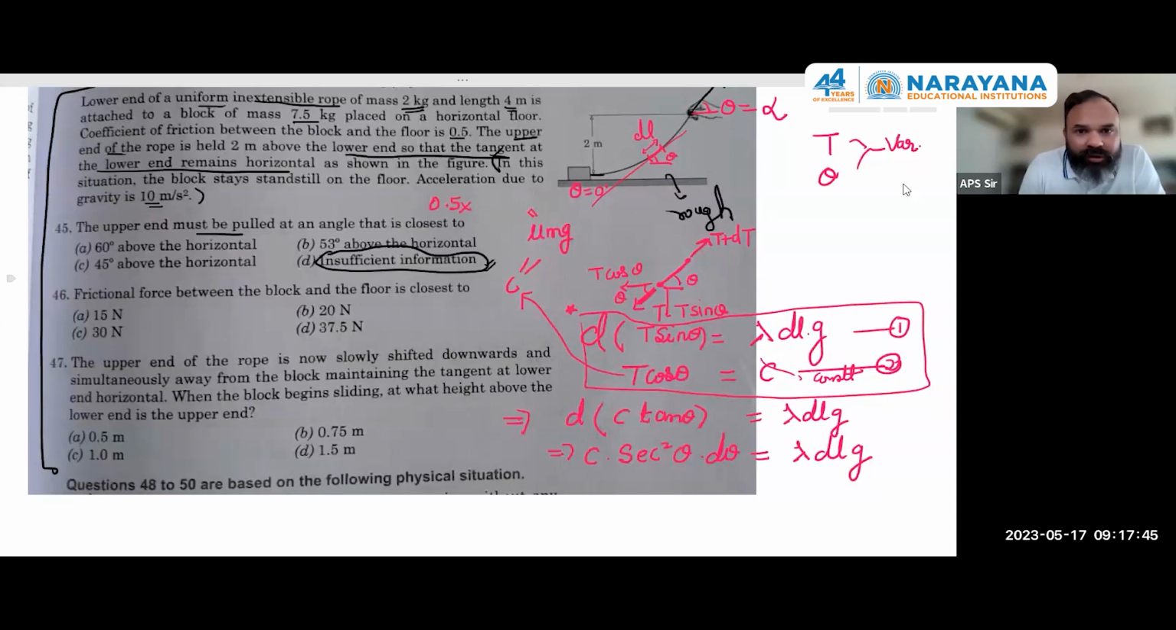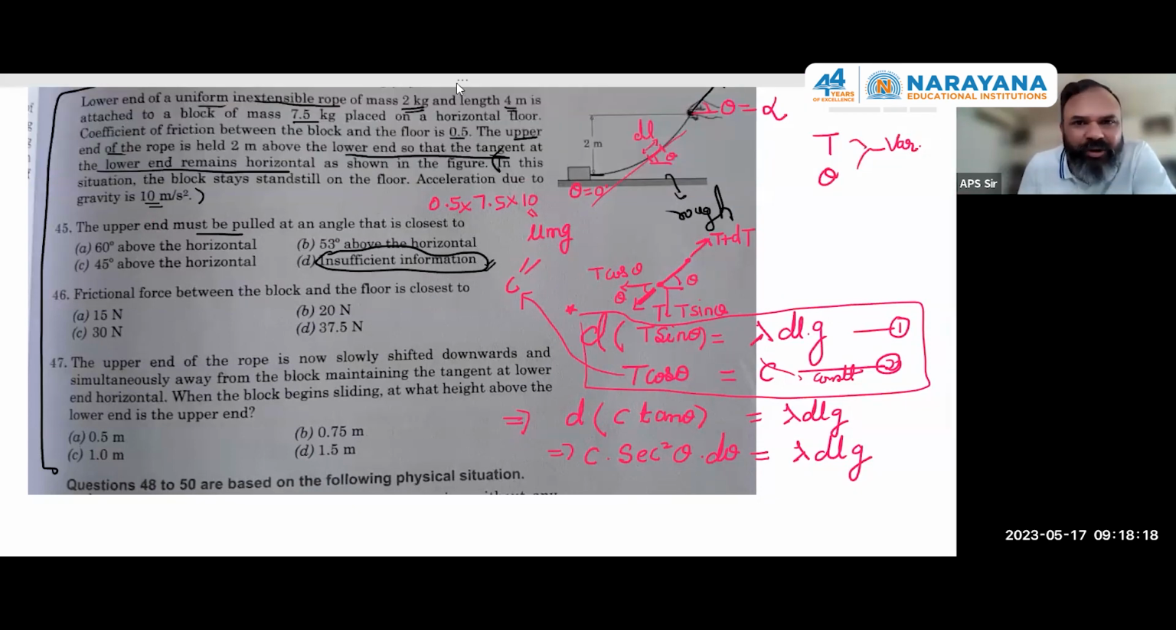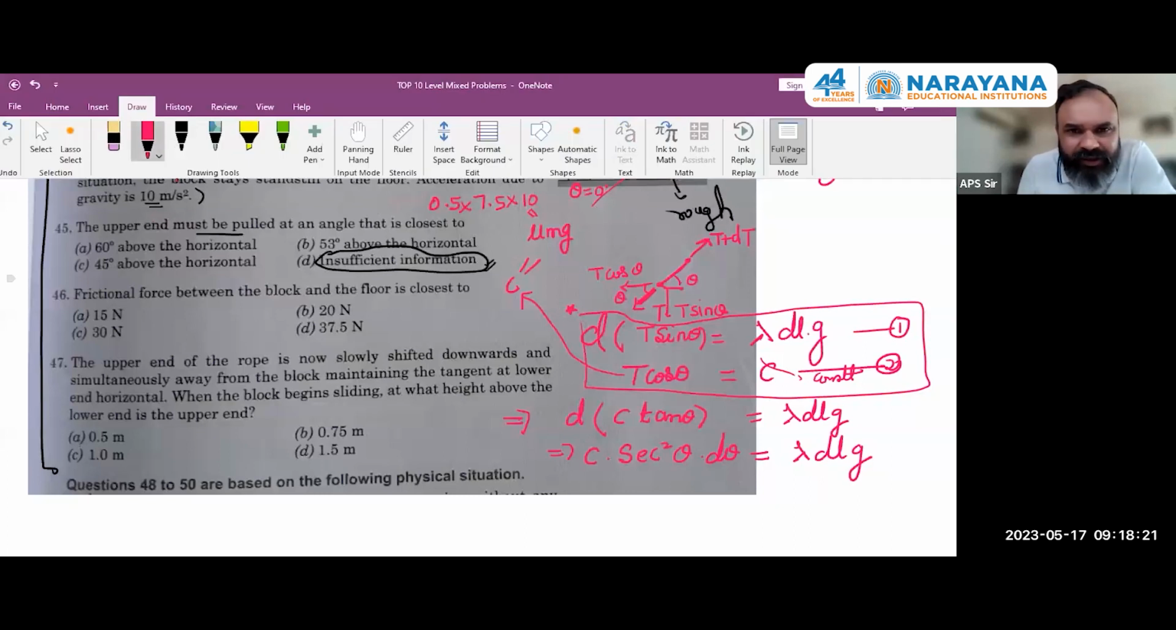The mass of this block, attached to a block, is 7.5 kg, and G is given as 10. So this comes out as 5 into 7.5. So it comes out as 37.5. Yeah, just let me write it carefully. This constant value comes out, so you can understand that this is known to me.